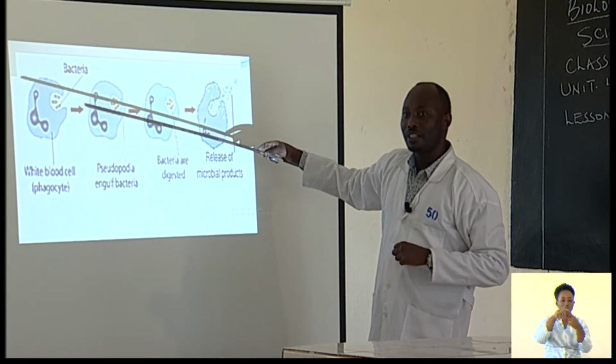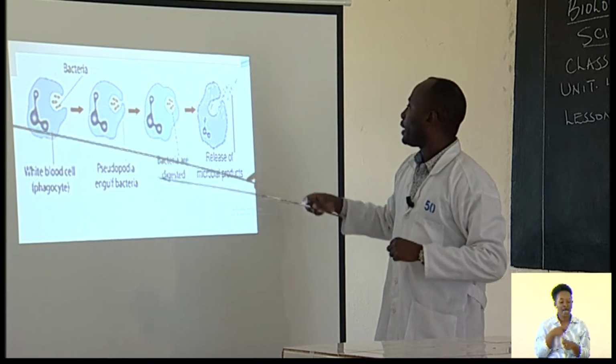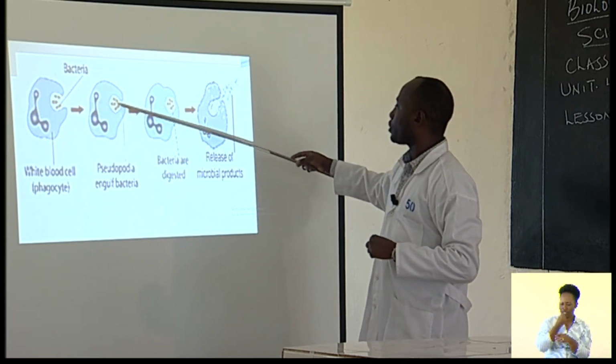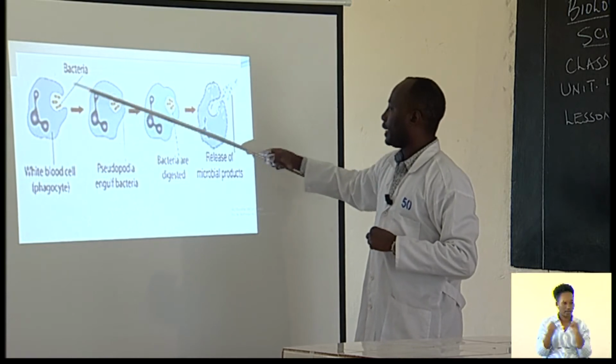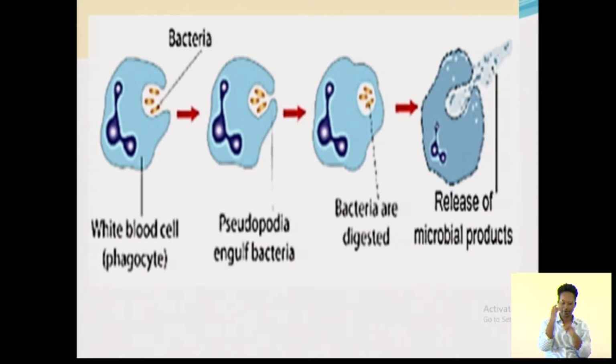Are you getting me, students? Students, I think you are seeing the diagram. How many diagrams do we have? We have almost 4 diagrams. This is diagram 1, diagram 2, diagram 3, diagram 4.